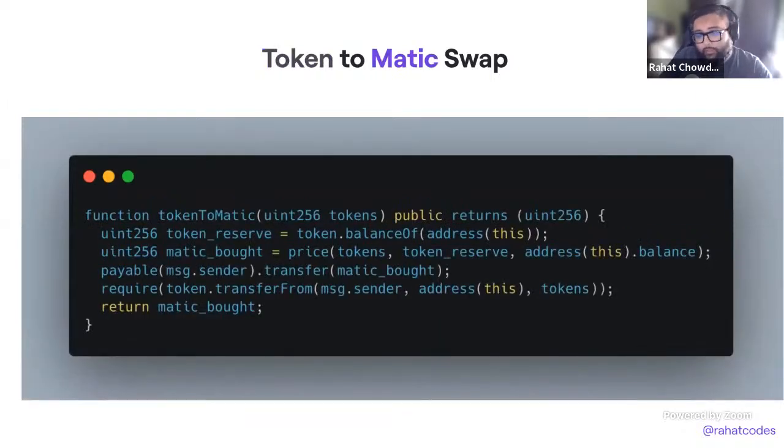And the token to Matic swap works very similarly, just the opposite way. Rather than sending the tokens, this no longer needs to be payable. We're just transferring the token amount and then sending some amount of Matic back to the person based on how the price is determined.